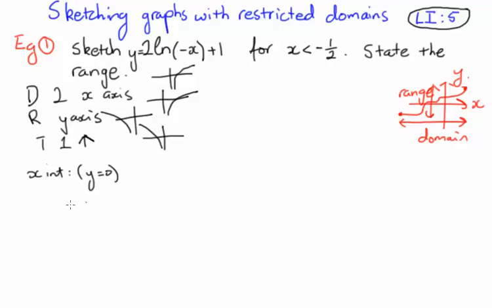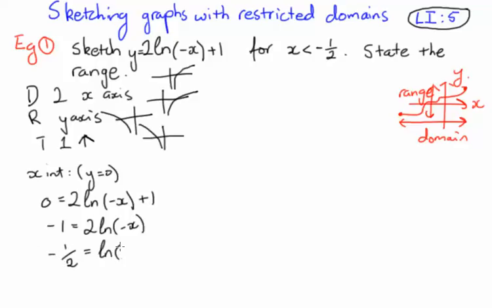Okay, 0 equals 2 natural log negative x plus 1. Let's minus 1 from both sides and divide both sides by 2. So we get negative a half equals natural log negative x. Here's where we need to remember our log laws. I've done this in a previous video. We can rewrite this as e to the negative half equals negative x.